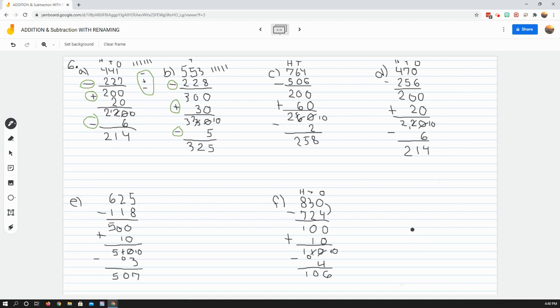So again, this is the strategy. You have to subtract first, then add, and then subtract. And you have to work first with your hundreds, then your tens, and then your ones. So subtract, add, subtract. Work first with your hundreds, then your tens, and then your ones.